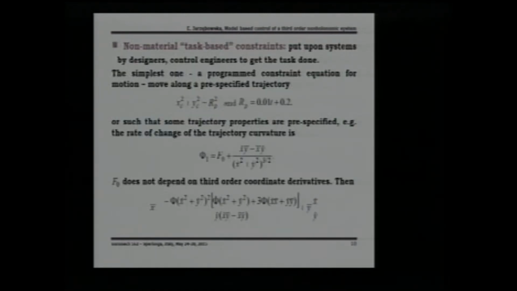Now, let's get closer and closer to what I'm going to talk about today. Non-material constraints. It means that a designer, a control engineer, adds this is what we want. I want the system to do so and so, yes? And this is one of the first examples I generated some time ago. I need not a trajectory, but a trajectory property like the curvature be some specified function, so you get a third-order constraint. Once it's non-integrable, we call it non-holonomic.